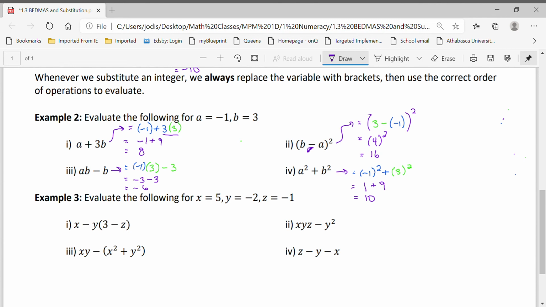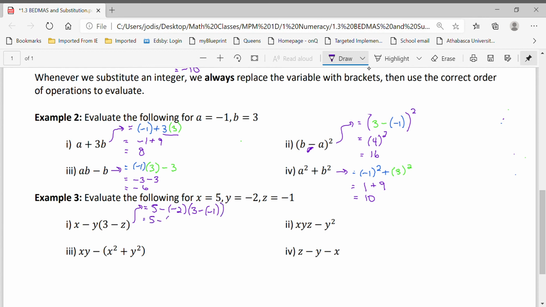Same thing goes for example number 3. I'm not going to do different colors this time. So now we have x is 5, y is -2, and z is -1. Okay, so just substitute in like you saw. So x is 5, so we're going to put 5 in for x, minus y, well y is -2. Okay, and just keep copying. We've got our bracket, and then 3 minus z is -1, and you can add double brackets.